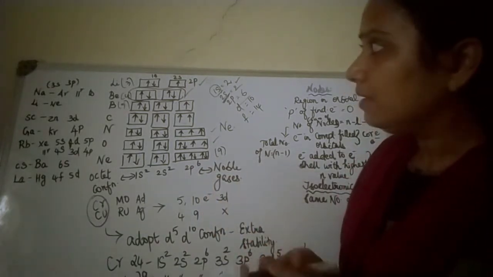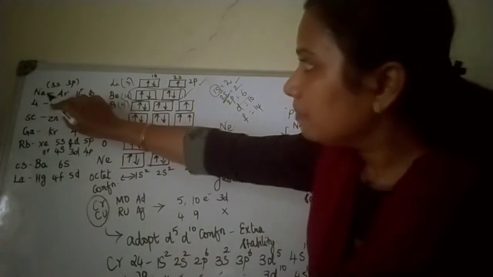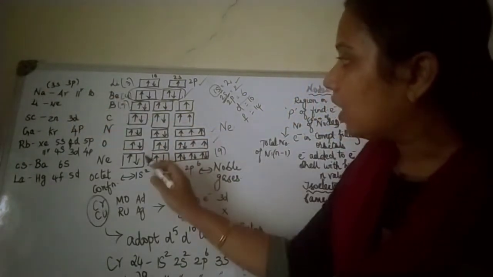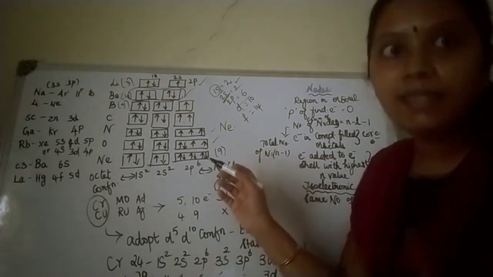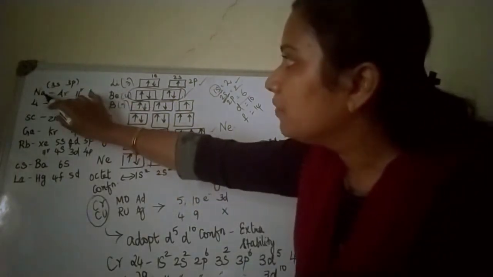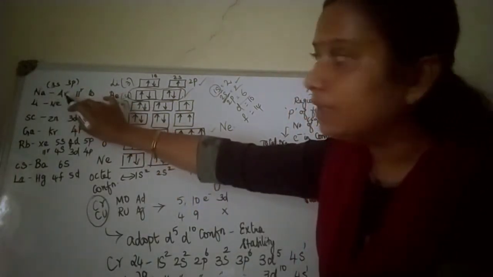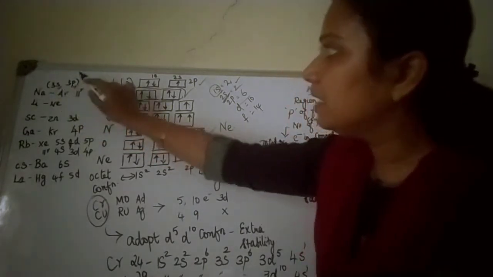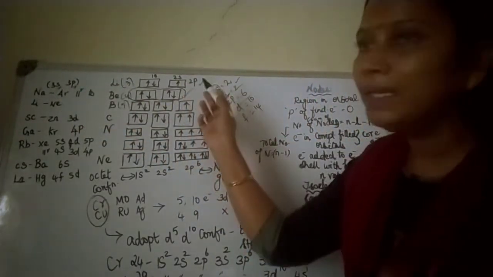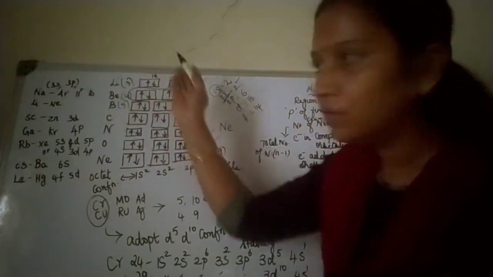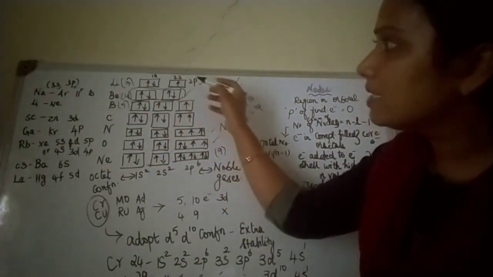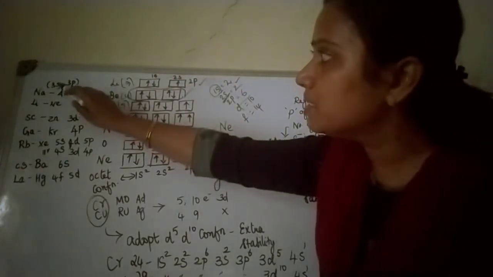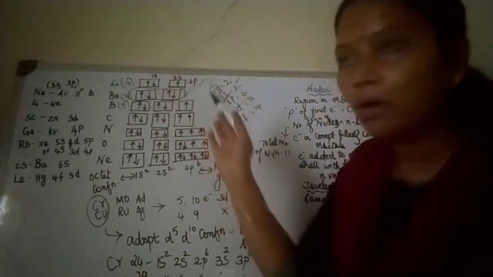Children, before that, see, from sodium to argon, like how I have filled 1s, 2s and 2p, in the same way you are supposed to fill from sodium to argon using 3s and 3p. How I used 2s and 2p, the same way you are going to use 3s and 3p. Clear to you? From lithium to neon, I used 2s and 2p. In the same way you use 3s and 3p for sodium to argon, done.